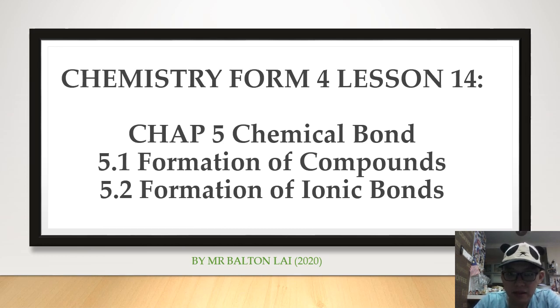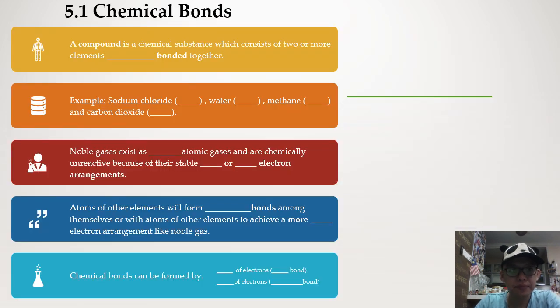In lesson 14, you will learn chemical bond. You will learn formation of the compound and what is ionic bond. A compound is a chemical substance which consists of two or more elements chemically bonded together. Example, we have sodium chloride, HCl, water, methane CH4, and carbon dioxide.